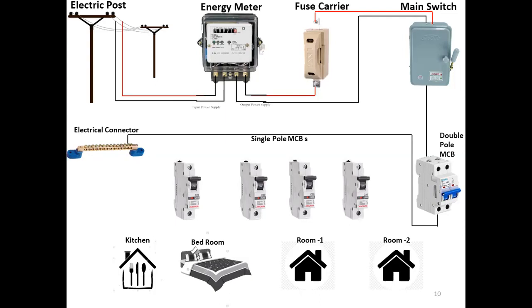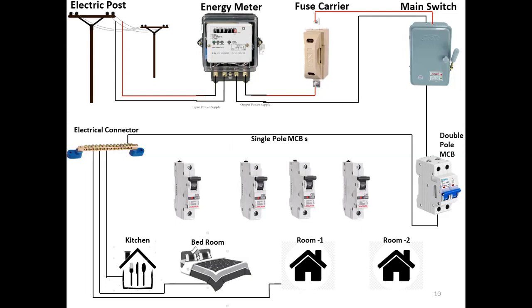right? So for the kitchen, I connected a neutral. Then for the bedroom, I connected neutral to the electrical connector. Then for room 1, it is connected. Then room 2, it is connected. Now all our rooms are connected. The neutral is connected, right? Neutral has come to your room. So the neutral part is over, right? The neutral connection is over, it is clear.